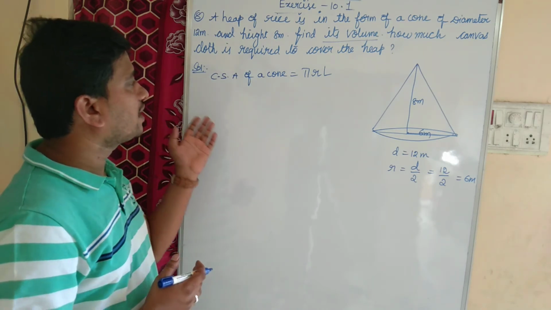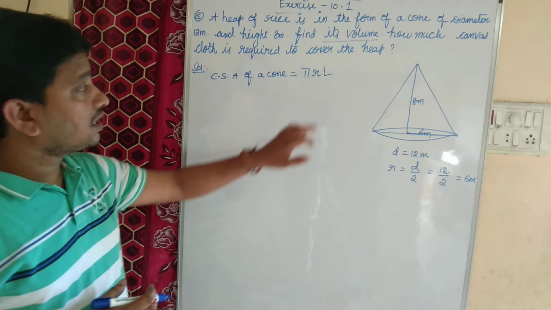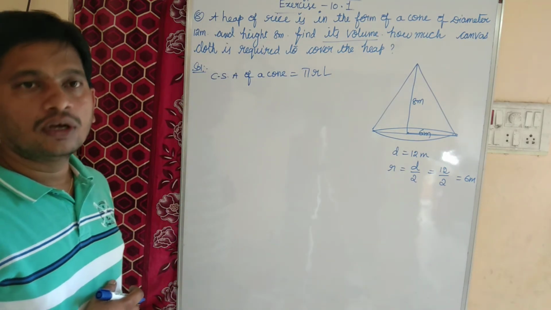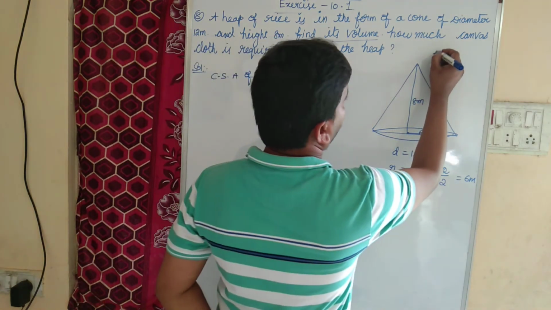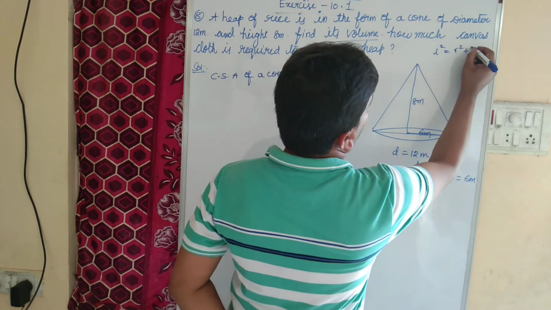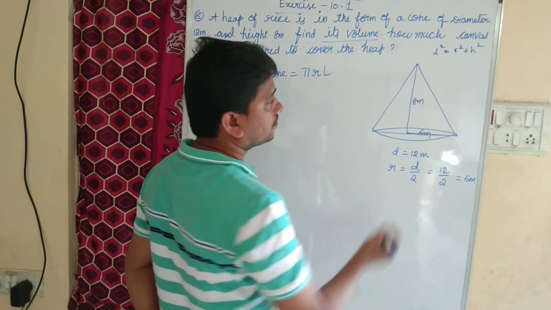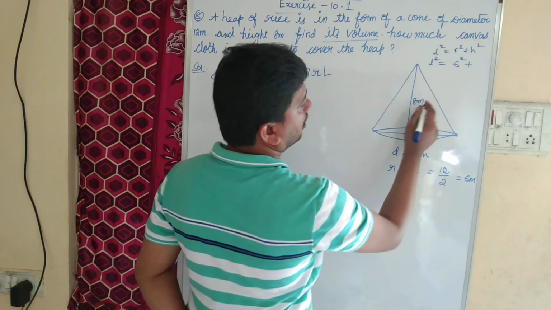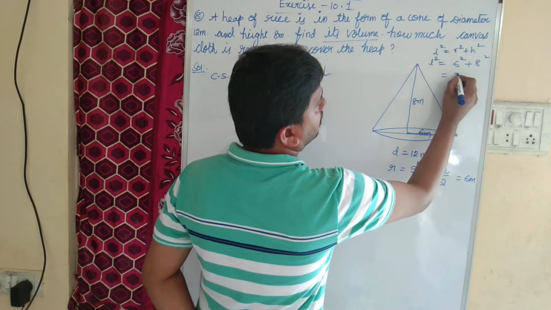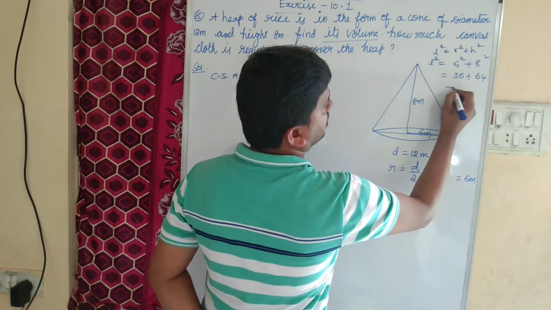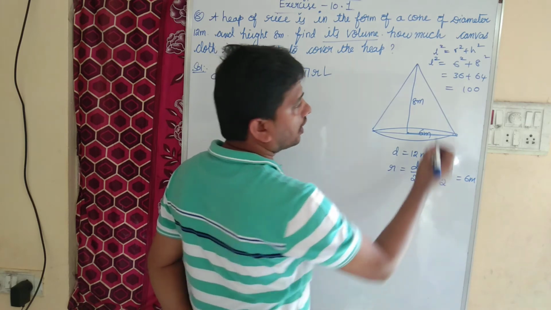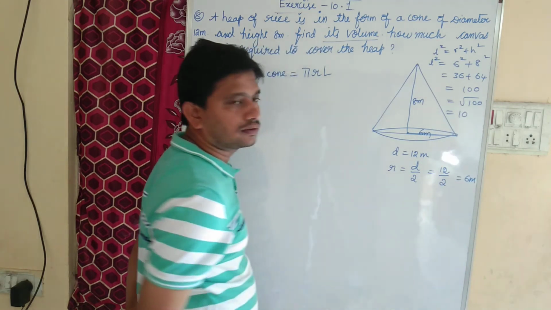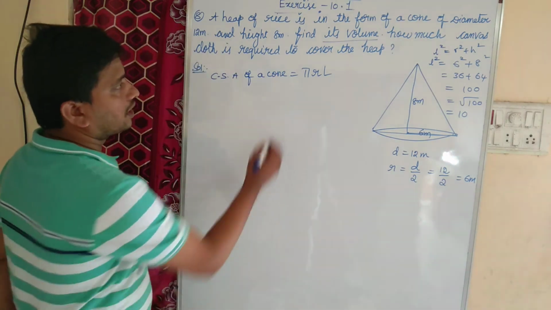So for that we have to find CSA of a cone. CSA of a cone is pi RL. Children, we don't know L. We have a relationship between L, R and H: L square equals R square plus H square. L square equals, R value 6 and H value 8, 6 square 36, 8 square 64, 36 plus 64 is 100. So what is the square root of 100? That is equal to 10, children.